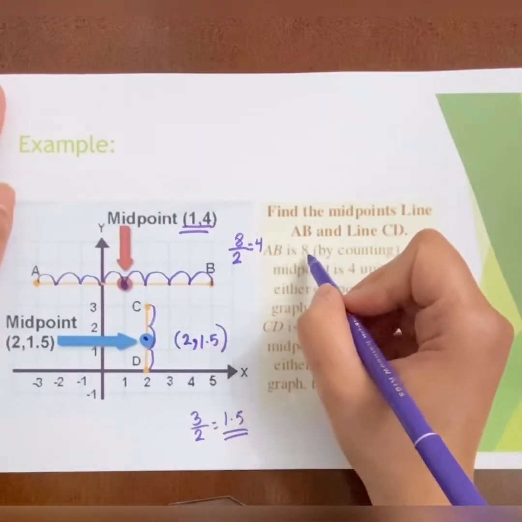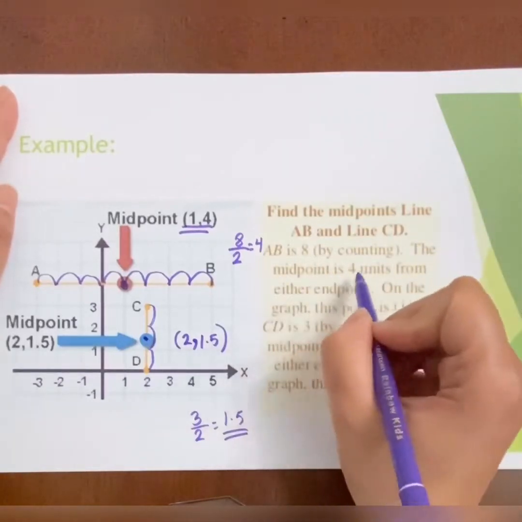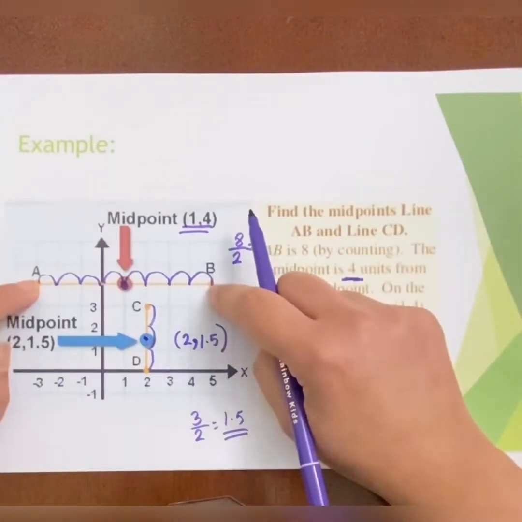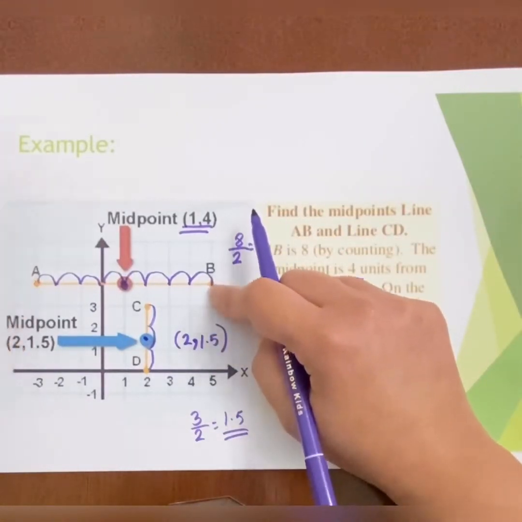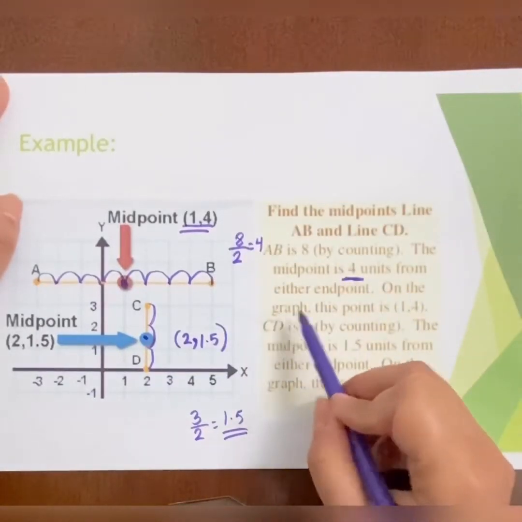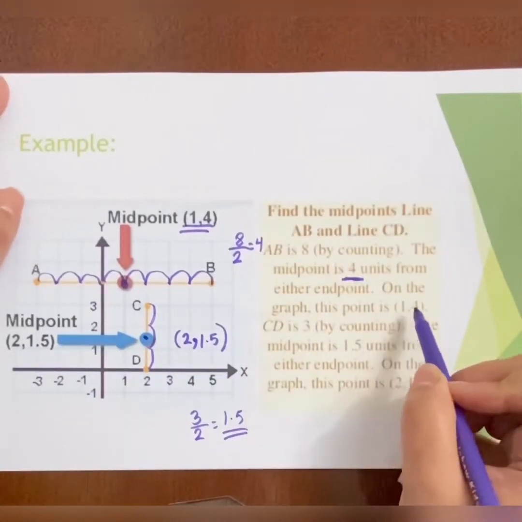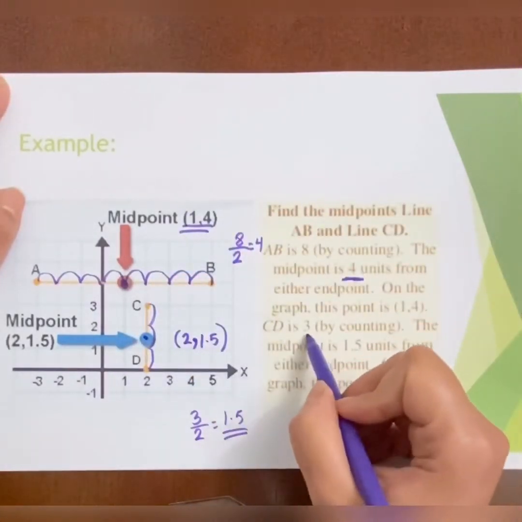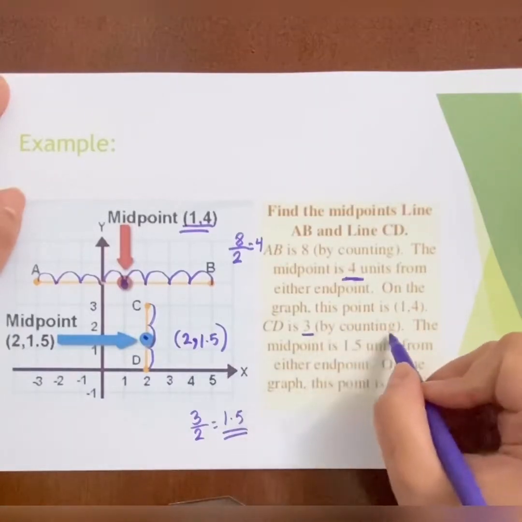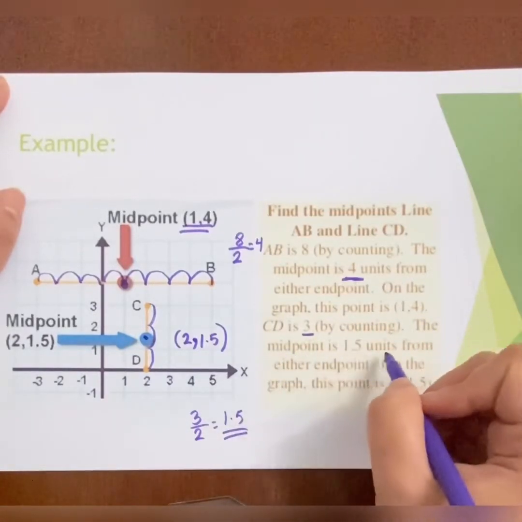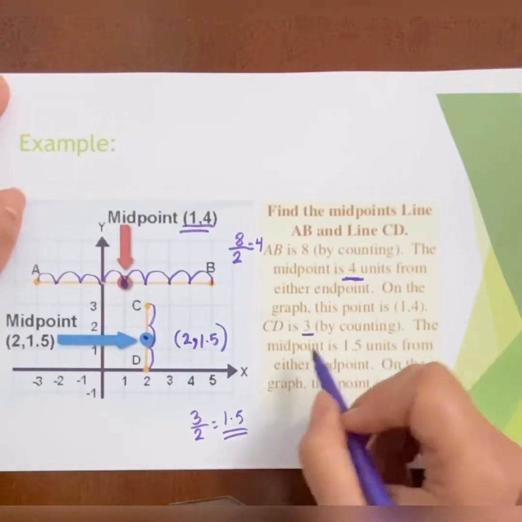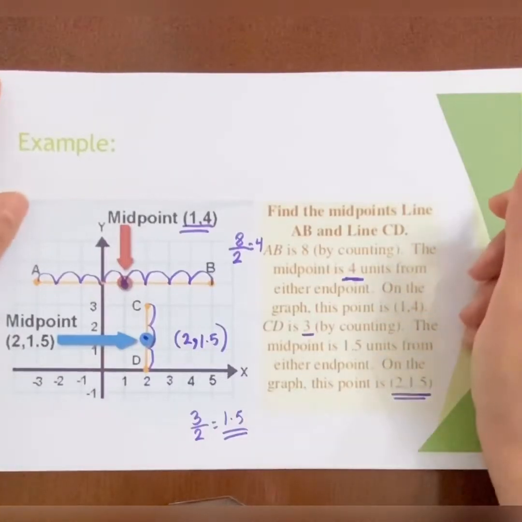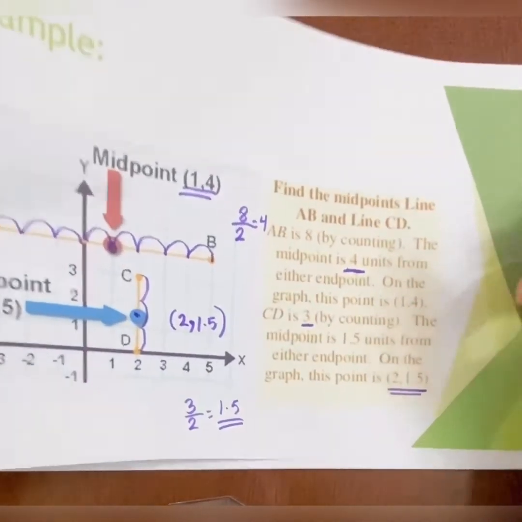So, AB is 8. By counting, the midpoint is 4 units from either endpoint. We call both of these endpoints. On the graph, this point is 1 and 4. The coordinates are as follows. CD is 3 steps. So by counting, the midpoint is 1.5 units away from the endpoint. On the graph, this point is 2 and 1.5.